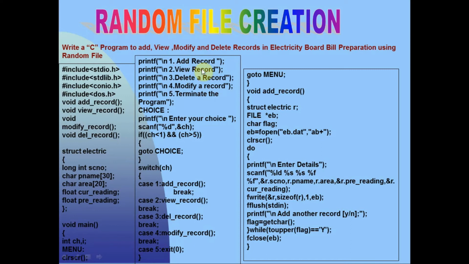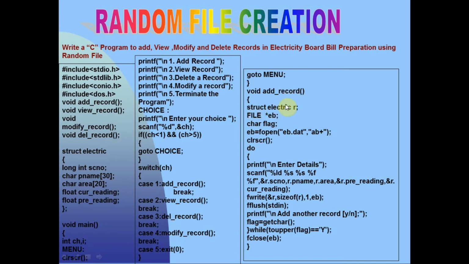Number 2 is view records. Number 3 is delete a record. Number 4, modify record. Number 5, terminate the program. If you choose choice number 1, the switch on ch executes the add record function. So the add record function is here.